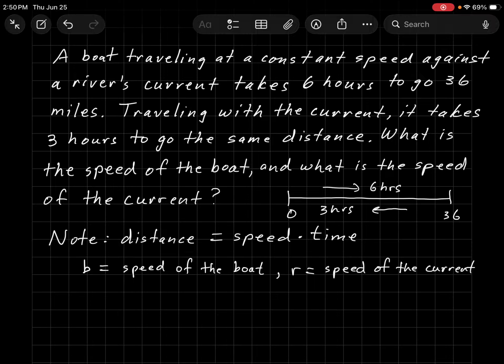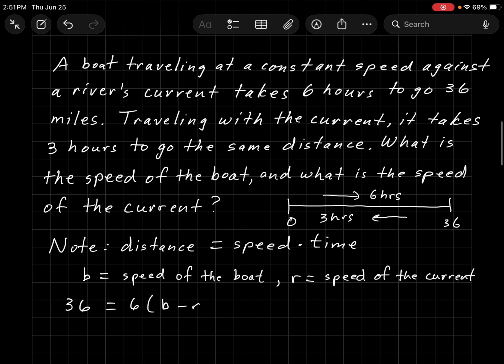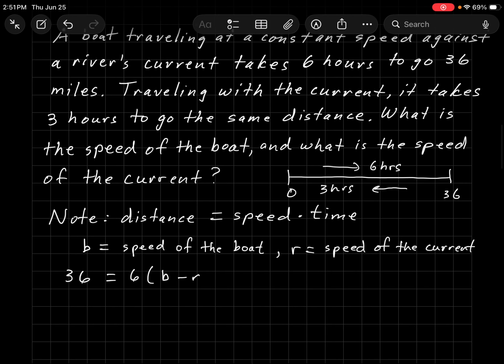I have that 36 miles, I should say. I go 36 miles in 6 hours, when I have the speed of the boat minus the speed of the river. Now, where does that come from? Why do I have this equation here? What does that mean? The speed of the boat minus the speed of the river.